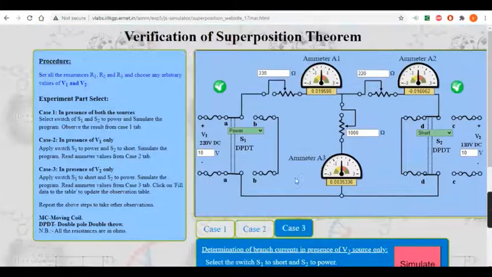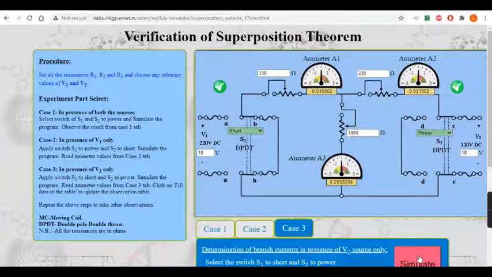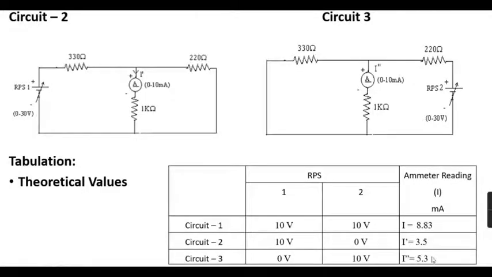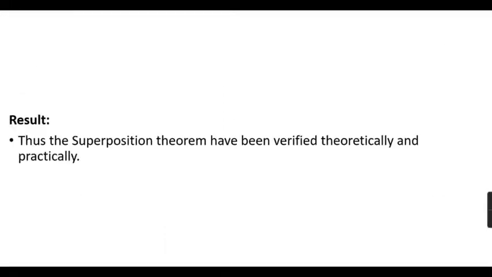Again, for the next case, RPS 1 should be short circuited and RPS 2 is the same 10 volt. So RPS 1 is short circuited and RPS 2 is connected to 10 volt. If you note down the reading, the branch current is 5.3 milliampere. Theoretically, we have got 5.3 milliampere. Thus, the superposition theorem has been verified theoretically and practically.